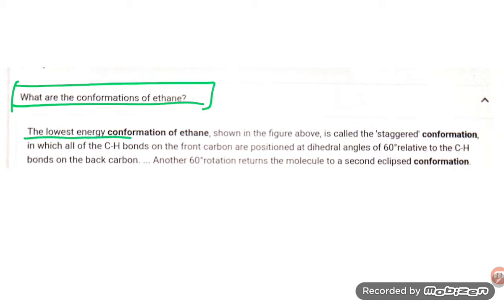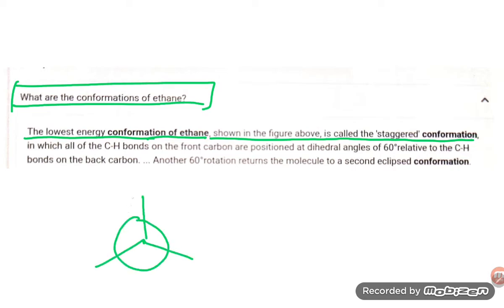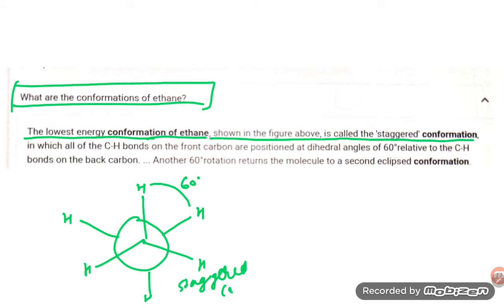The lowest energy conformation of ethane shown in the figure above is called the staggered conformation. Students, you can see the staggered conformation, where the hydrogen atoms are far away from each other. For the two carbons, the angle is 60 degrees. So this is the staggered conformation.